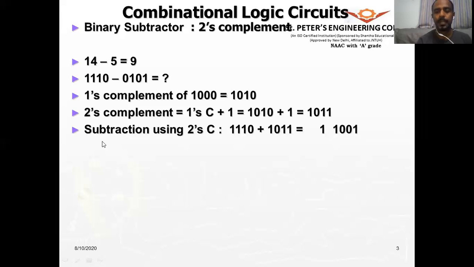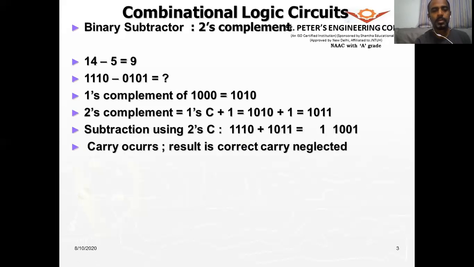Okay, so therefore we have got the result. See, we did not do any subtraction, we did only addition. How did we do? We took the 2's complement number of the subtrahend and added to the minuend. So we got the result. So in 2's complement method, if the carry occurs, that is the end carry, not the in-between carry. Okay, so there is an end carry here, or the overall carry. If you get an overall carry, then the result is correct, the carry is neglected.